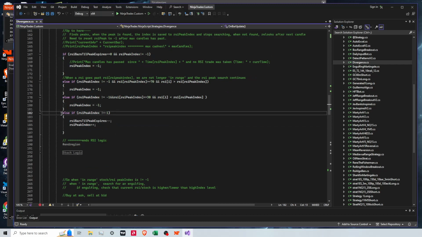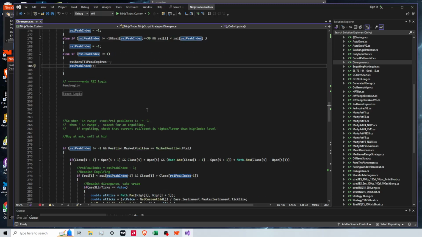And then every time we have a peak and it stays valid, we count down on bars till expires, and we add up the peak index, because the index is however many candles back, and every new candle we add 1 because it's 1 candle farther back. So that's how we calculate the RSI and the peak.